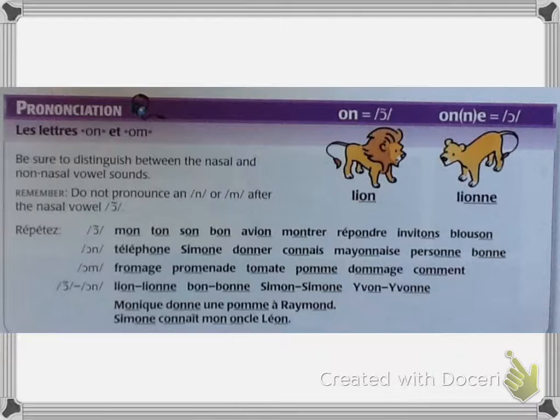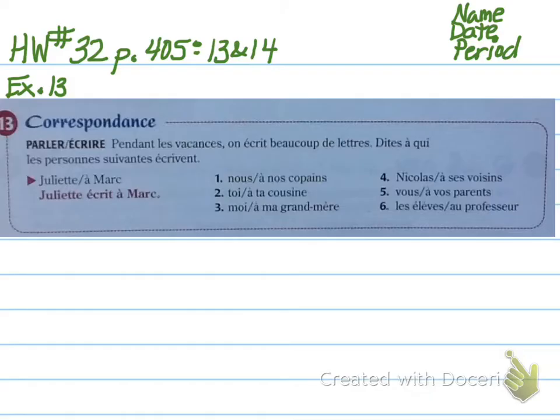Lion, lion. Bon, bonne. Simon, Simone. Yvan, Yvonne. Monique donne une pomme à Raymond. Simon connaît mon oncle Léon. So Monique gives an apple to Raymond. Simon knows my Uncle Leon.